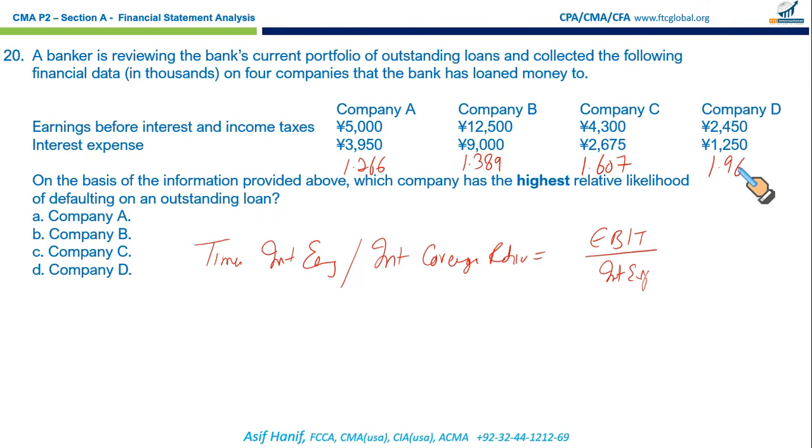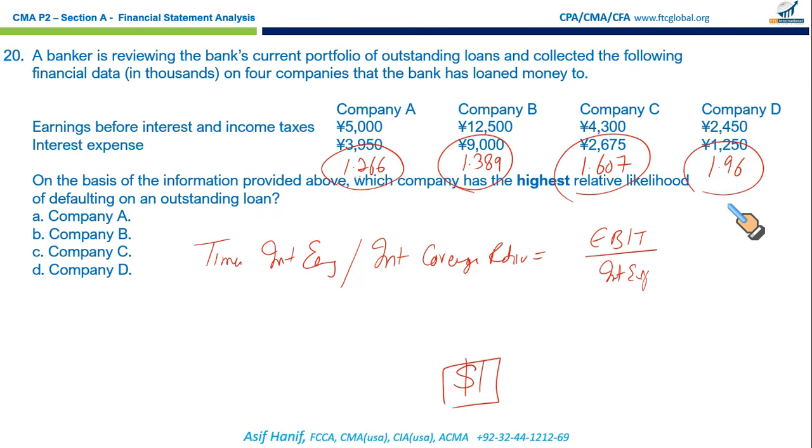Now, what is the interpretation? If there is $1 of interest expense to be settled, company A has $1.26 of profit, B has 1.38, C has 1.6, and D has 1.96. Which company has very little income to cover the interest expense? A. For every $1 of interest expense, the company has only $1.26 of earnings. So the company that is most exposed to the risk of default is company A. Absolutely, all of you got it right.